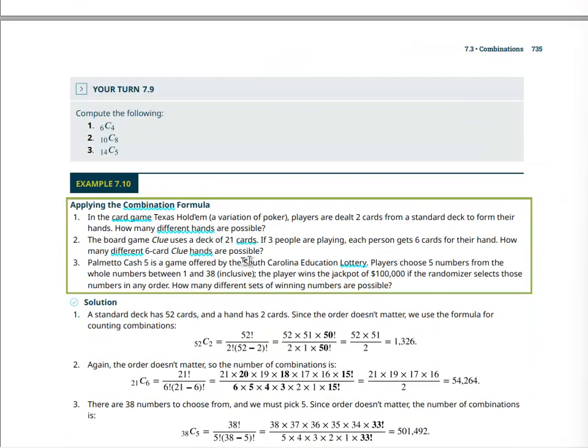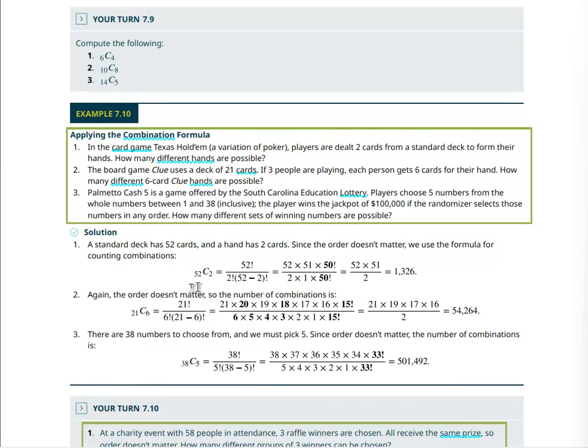All right, and a number of these questions, by the way, are actually just decide whether it's a permutation or combination. Others, in this case here, are where you actually do the calculations. So notice here, 52 and 2, 21 and 6, 38 and 5.